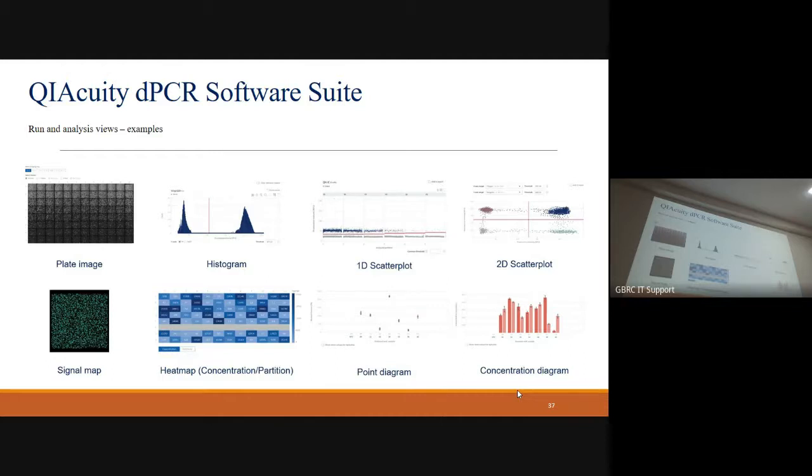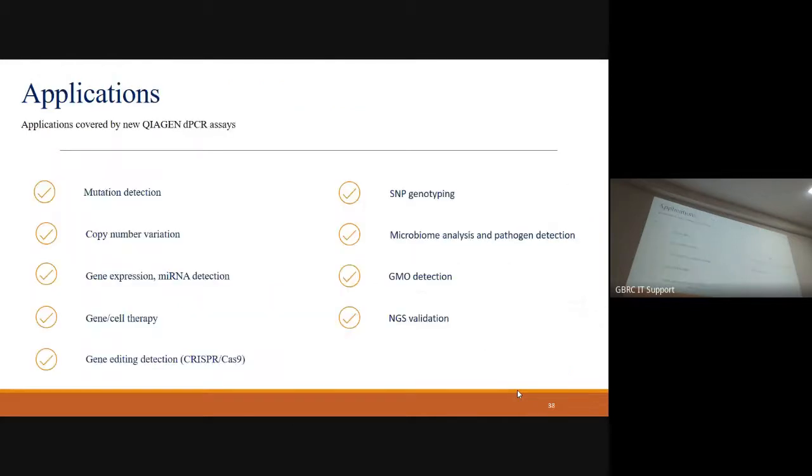2D scatter plot, when you have more than two targets, you can see how your different targets' signal is giving you what difference in the fluorescence and everything. So this is a signal map, how saturation is there inside your samples. This is concentration per partition in form of heat map, and this is also in form of point diagram. And this is a bar graph giving all the concentration for all wells.